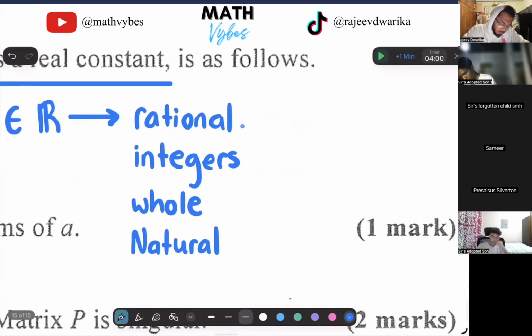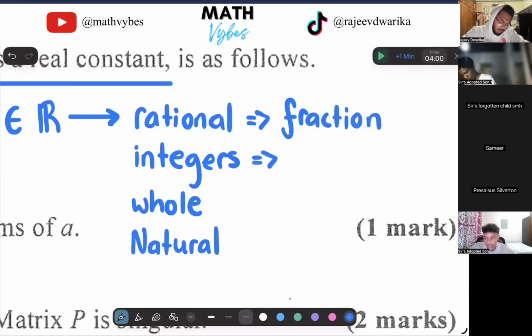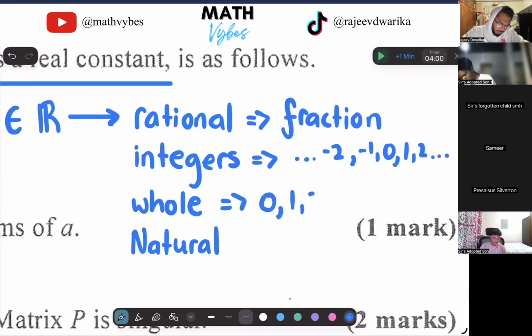If you don't know, rational numbers are numbers that I could represent as a fraction. An integer includes negative whole numbers, 0, and positive whole numbers, so I could say -2, -1, 0, 1, 2, all the way to infinity. Does everybody know what a whole number is? A whole number would be from 0 onwards: 0, 1, 2, etc. And a natural number would be the set from 1, 2, 3 down the line.